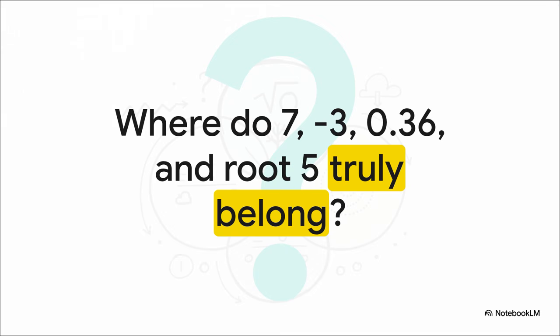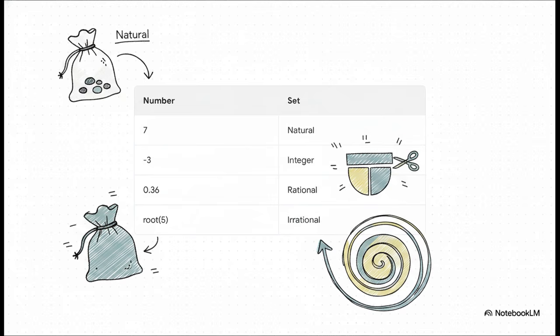Remember the nesting bags? Remember the rules for irrational numbers? Where does each one belong? Let's see how you did. The number 7 is a basic counting number, right? So boom, it lands straight in the natural bag. -3 is a negative whole number, making it a solid integer. The decimal 0.36 stops, it terminates, so we know for sure we can write it as a fraction. That goes right into the rational bag.